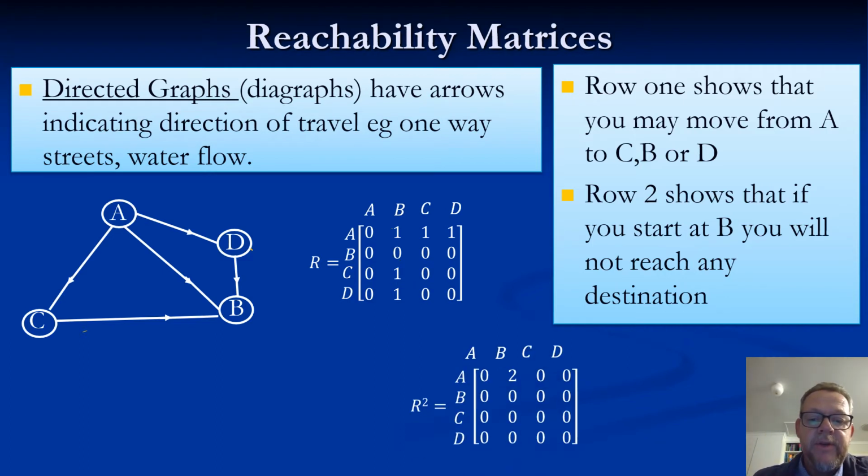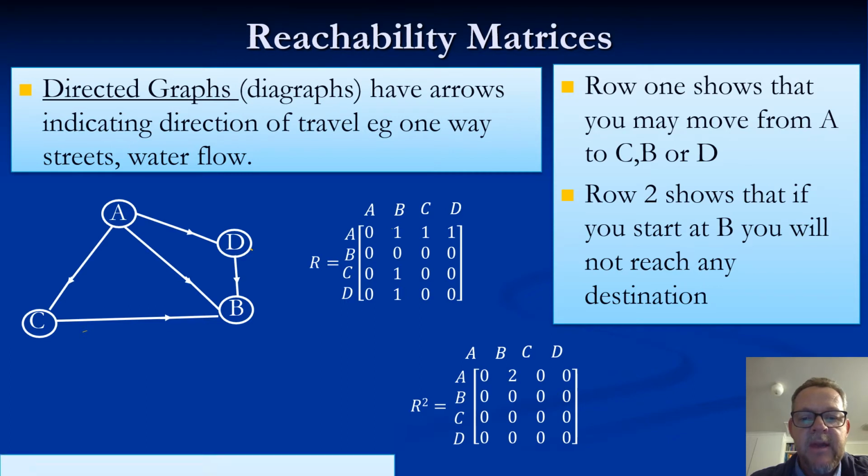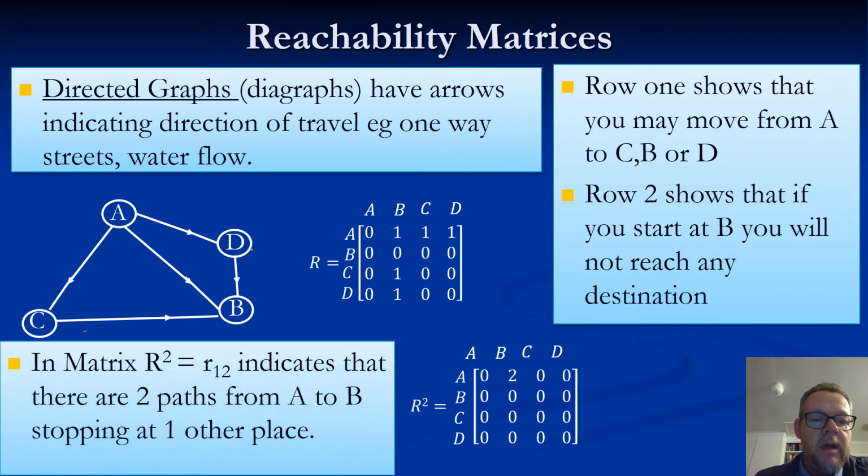Now if I do the R squared, so I just put that into an online generator and spit out the answer, what do we know? That R12, so row 1, column 2, indicates that there are 2 paths from A to B stopping at one place. And so that's this one and this one. So the stop off is at D and the stop off is at C, and that's what's indicated here.